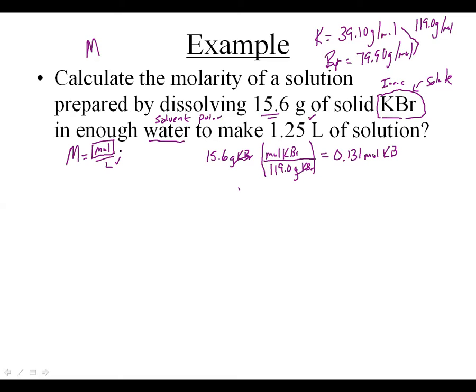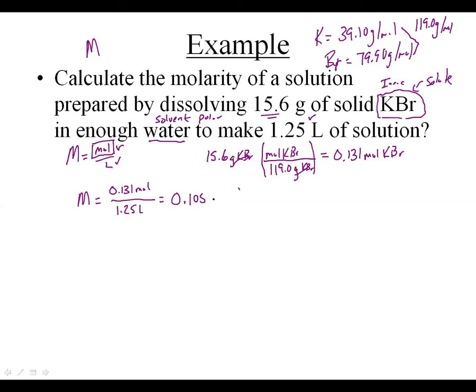And again, that is what we needed for the top. So to find the molarity, we would take our 0.131 moles over our liters that was given to us in liters. And when we divide them, we will get 0.105.